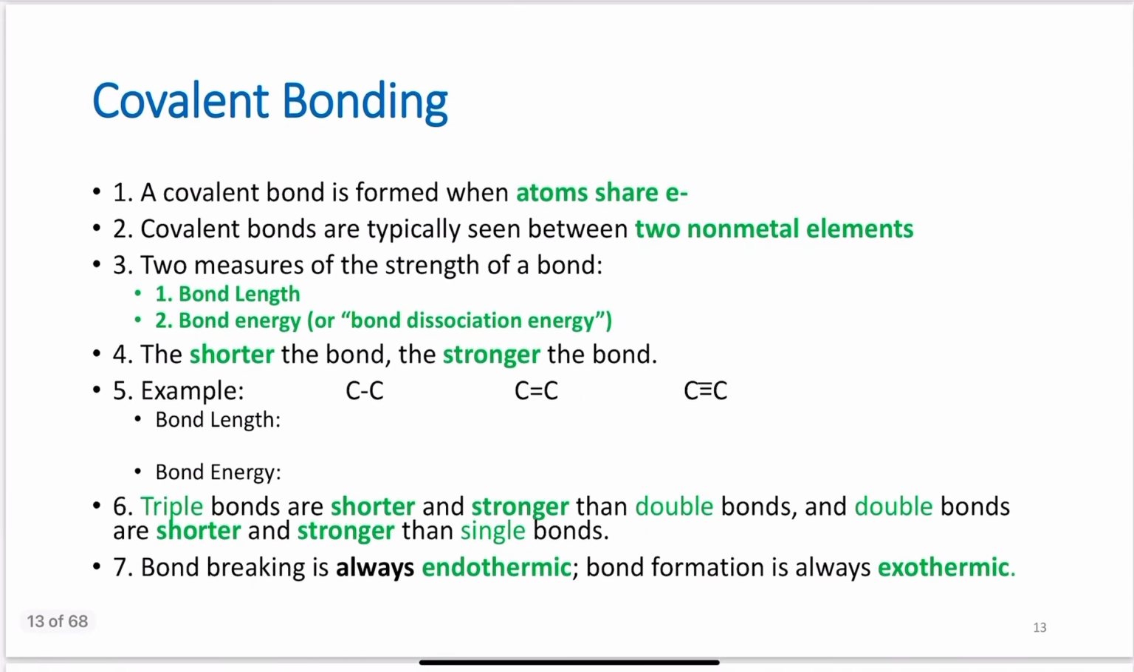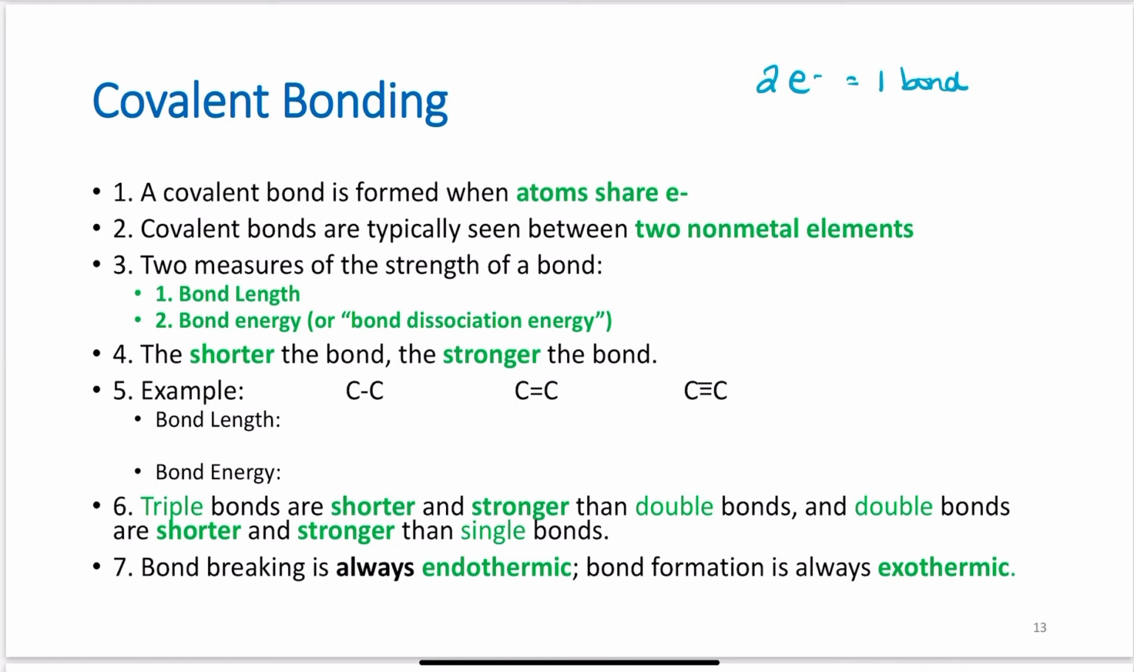So a little bit of review on covalent bonding. A covalent bond is formed when atoms share electrons. 2 electrons equals 1 bond. Covalent bonds are typically seen between 2 nonmetal elements, but they don't have to be nonmetal. It does depend on our scale of electronegativity.